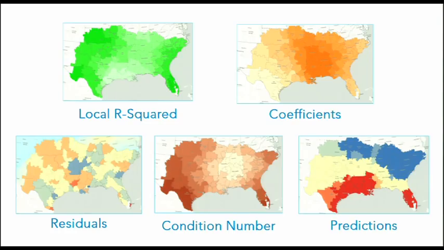So like Flora mentioned, there are other things that we can map too. For instance, if we calculate a condition number for each one of the features, we can actually map those condition numbers and see where that local multicollinearity is. Where is the model having a hard time solving?